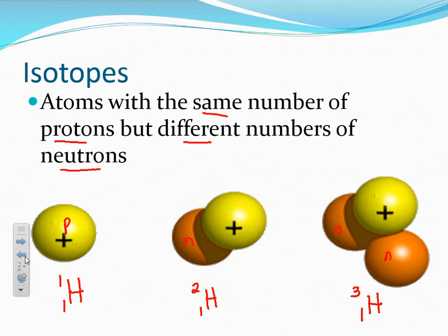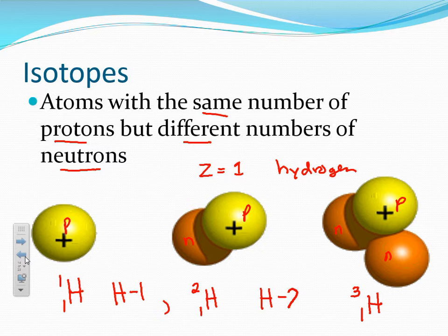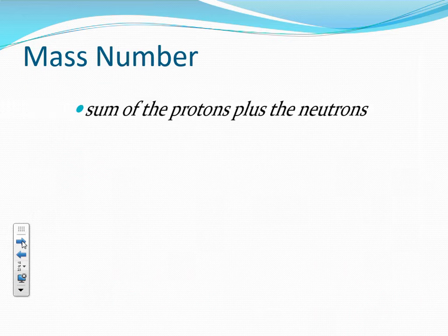So remember, these orange ones are neutrons. These guys are protons. Remember, the proton tells you the element, so if Z equals 1, we know we're dealing with hydrogen. So I wrote the nuclear symbol. You could also write the hyphen notation. Your second one is H-2, that's called deuterium, and your third one is H-3, which is called tritium, and that is a man-made isotope.